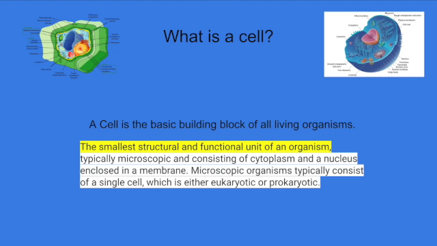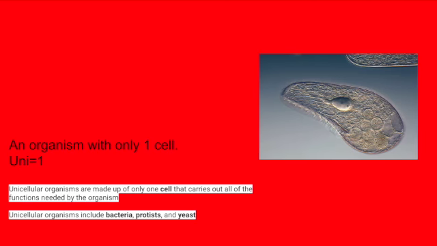Next, what is a cell? So the cell is the basic building block of all living organisms. It is the smallest structural and functional unit of an organism. Things to know about the different cellular organisms, like unicellular organisms, which are organisms with only one cell. Unicellular organisms are made up of only one cell that carries out all the functions needed by the organism. They include things like bacteria, some protists, and yeast.